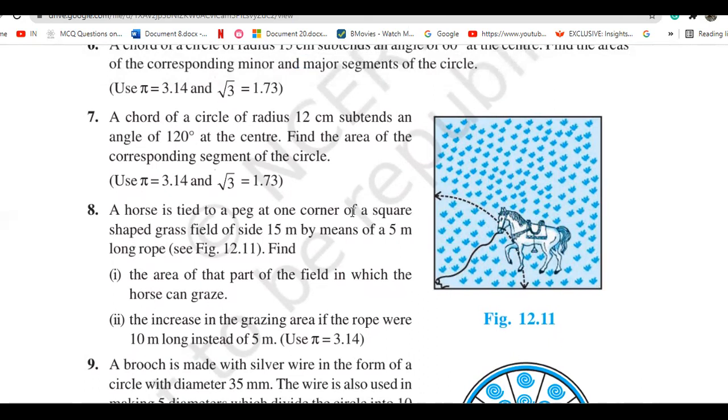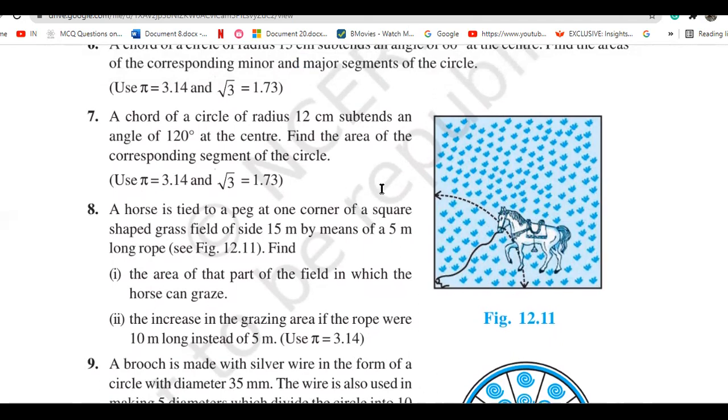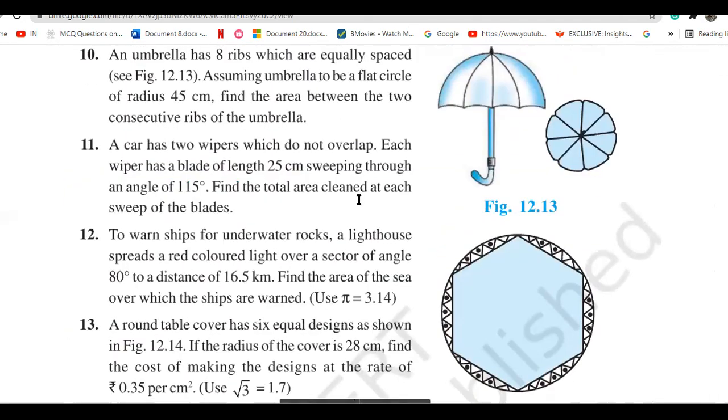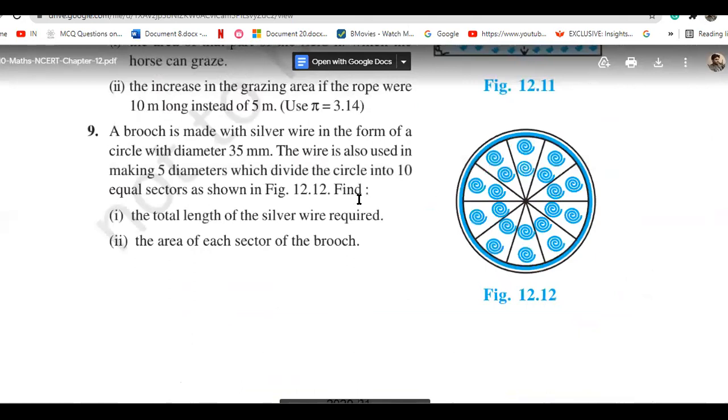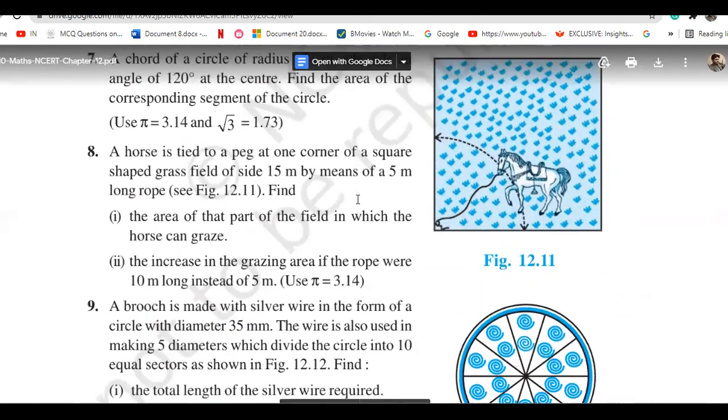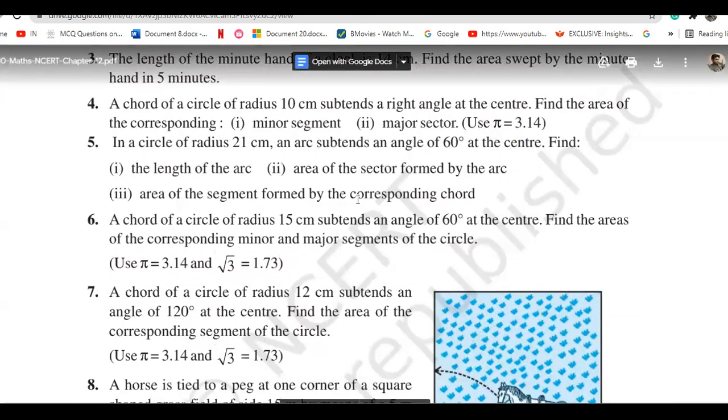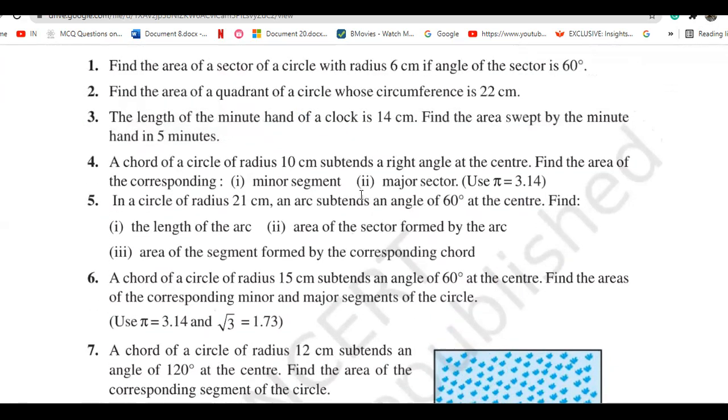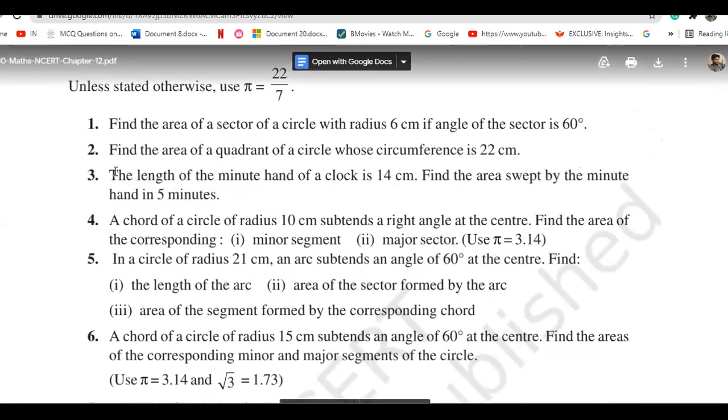Okay. So now do question number 3. Do question number 3.